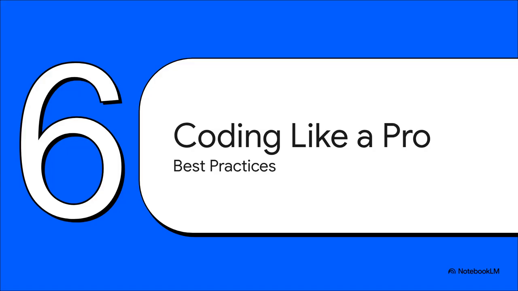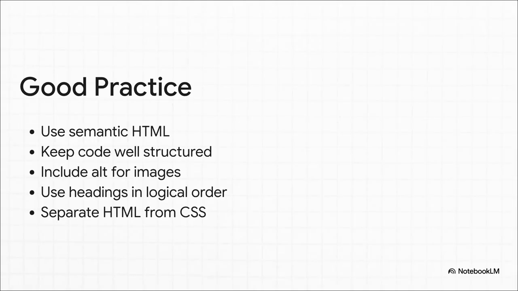Section 6. Coding like a pro. Best practices. Let's bring this all together. Here is what makes a web page fundamentally good. First off, use semantic HTML wherever possible. Always tell the browser what your content actually is. Second, keep your code well structured and indented. Neat code is readable code.